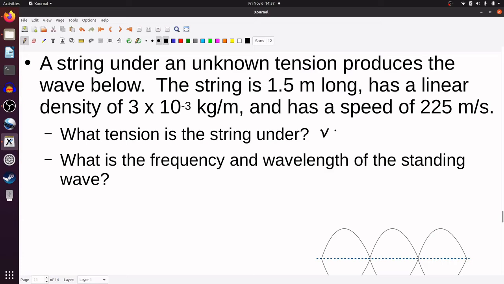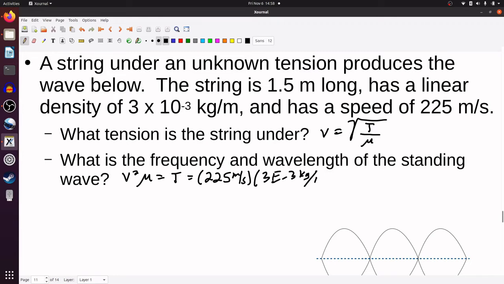but we remember from a couple of chapters ago that v, I think it was just last chapter, is equal to the square root of T over mu, where mu is the linear density. That's what we're going to use to get that tension. So multiplying out, that gives me v squared mu equals T. So v is 225. Mu is my linear density of 3 times 10 to the negative third kilograms per meter.